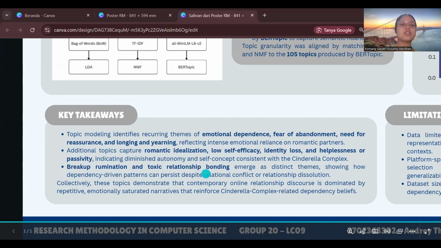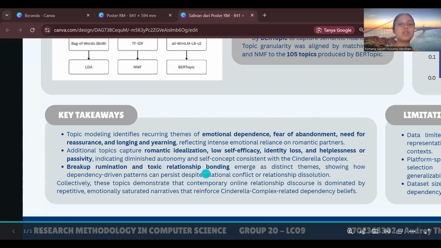So the first one, we found themes of emotional dependence, such as fear of being abandoned, need for reassurance, and longing and yearning for their partner. It shows that online discussions about romantic relationships are heavily driven by emotion. The additional topics capture romantic idealization, like low self-confidence, identity loss, and helplessness or passivity.